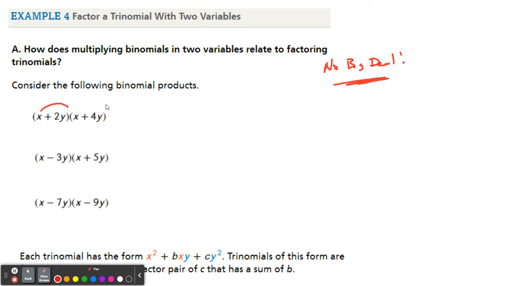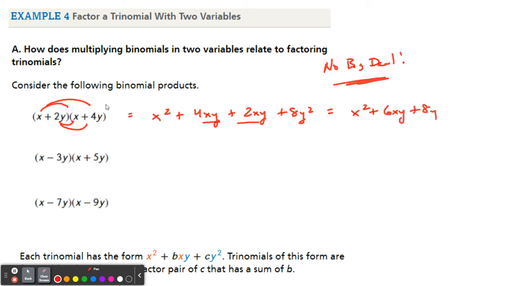So this x goes to the x and the 4y. So this will be x squared. When you multiply x with 4y, it's just 4xy. I put it in alphabetical order. You could do 4yx, it doesn't matter. And then the 2y goes to both parts. When you do 2y times x, you get 2xy. And when you do 2y times 4y, 2 times 4 is 8, and y times y will be y squared. And you just combine the middle terms like you normally do because they both have x to the first, y to the first. So that's x squared plus 6xy plus 8y squared.